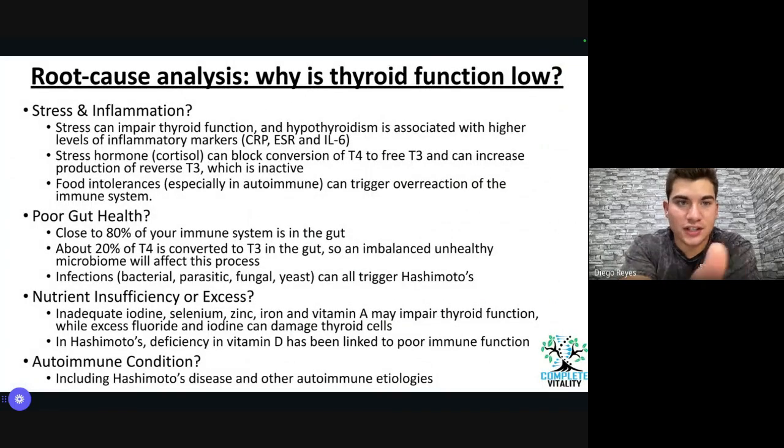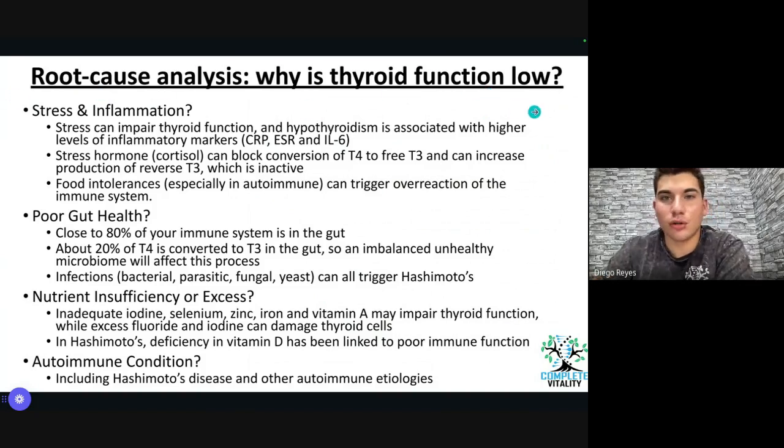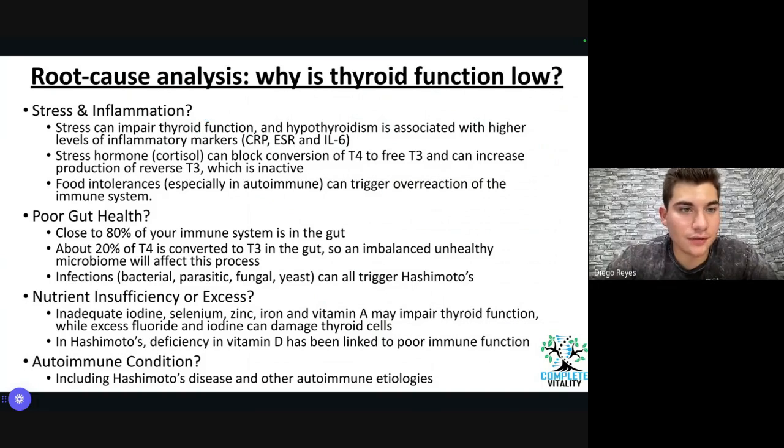Now remember, let's look at the root causes, okay? Because you don't wake up one day with poor thyroid function unless you were born without a thyroid. So stress could impair thyroid function. Stress brings inflammation. Inflammation brings regeneration, but too much inflammation brings issues like this. Stress hormone can block the conversion of T4 into T3, which we need, and increase the production of reverse T3, the RT3 we talked about earlier, which they don't test either. But usually RT3, reverse T3, means your body is stressed. If that's high, that's stressed.